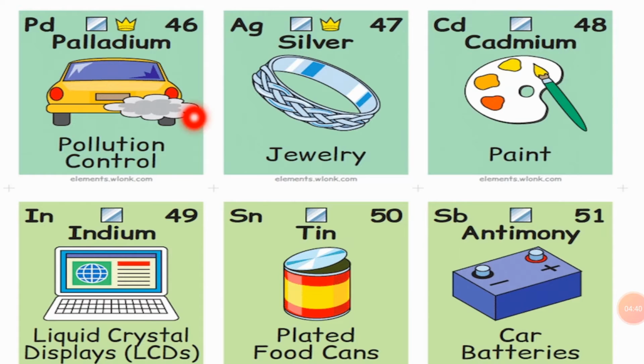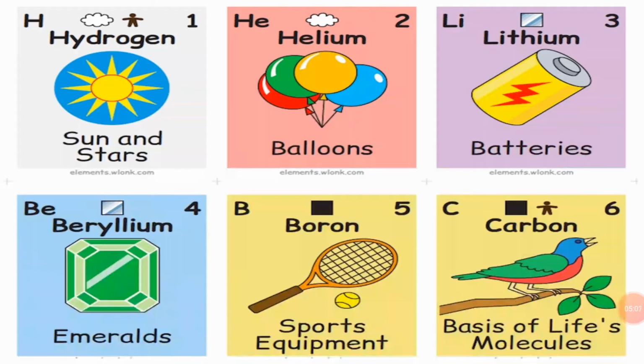Palladium is used in engines to control pollution. It converts the harmful gases into less harmful gases that are then released into the environment. It is also used in jewelry, paint, car batteries, food cans, and LCD displays. Here is another, hydrogen: sun and stars, helium balloons, batteries, and all the uses are given here.